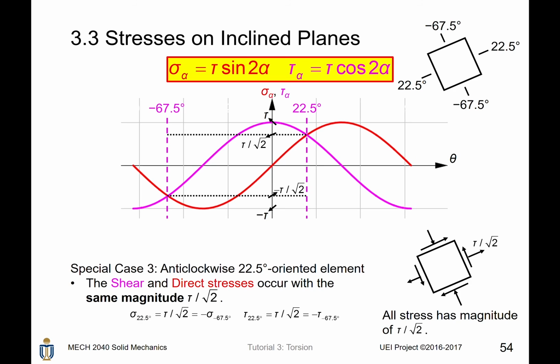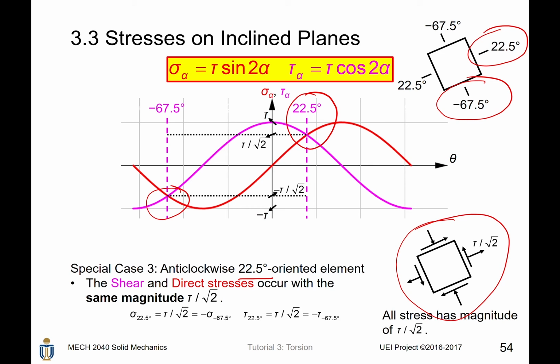The case I am going to describe here is actually not a kind of special case, but personally I think it is more special than the general case, which is the 22.5 degree oriented element. For this element, as you can see, at the 22.5 degree surface, the direct stress and the shear stress curves intersect here. Similarly, for the minus 67.5 degree surface, those two curves intersect here. We can draw the conclusion that the magnitudes of the direct and the shear stress shown here are all the same. This is why I say it is relatively more special than other general cases. The magnitude is actually tau divided by square root 2.